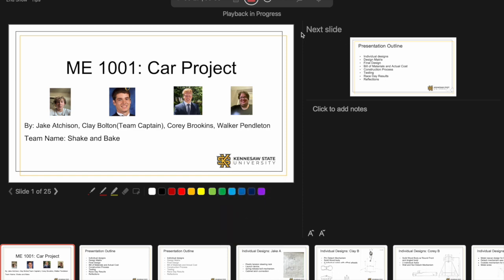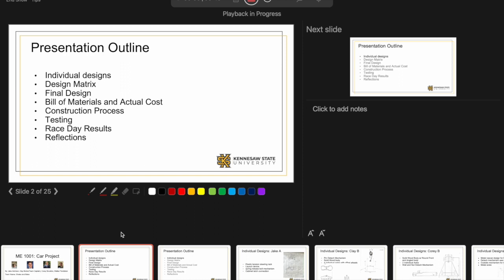Just trying to buy the materials and make sure it's cost effective, things of that nature, I think is really good, in my opinion.